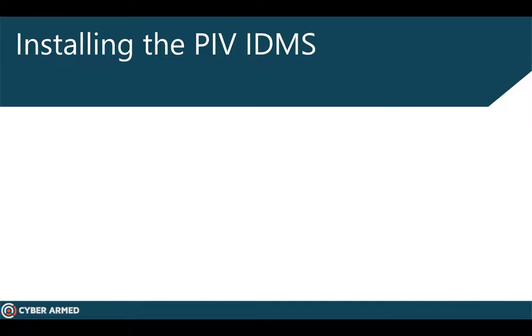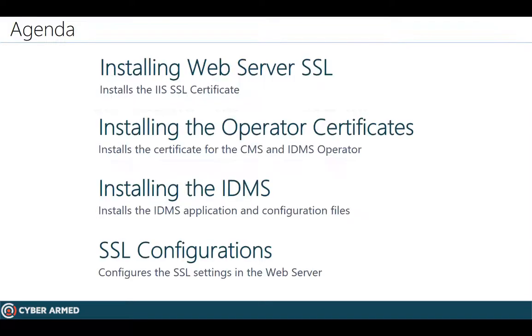Welcome to this module. We will be performing the installation of the PIV IDMS. There's four main areas that we will be performing. First, we'll be installing the web server SSL certificate. Next, we'll be installing the operator certificates for both the CMS and the IDMS. Next, we'll walk and install the IDMS step by step. And then finally, we will apply the SSL configuration and app pool settings to complete the installation.